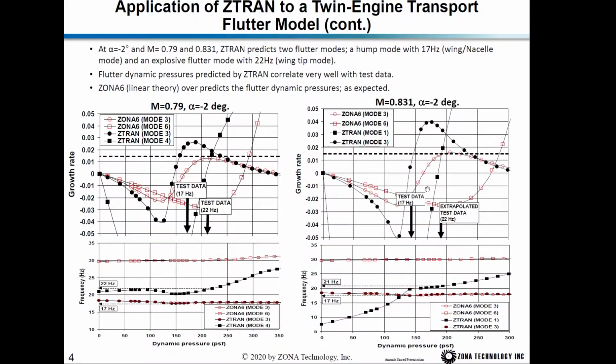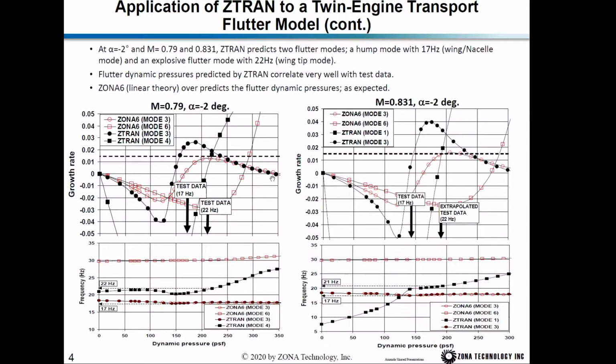At Mach 0.83, you can see for the wing nacelle mode, even though it is still a hump mode, the unstable damping becomes much larger than at a low Mach number. Therefore, once it is at post-flutter dynamic pressure, the LCO amplitude becomes large. So this also agrees with the wind tunnel observation, and the flutter dynamic pressure computed by Z-Trin for the wing nacelle mode is just slightly larger than the wind tunnel measured data. And this is the wing tip mode, and it agrees very well with the wind tunnel measured data.